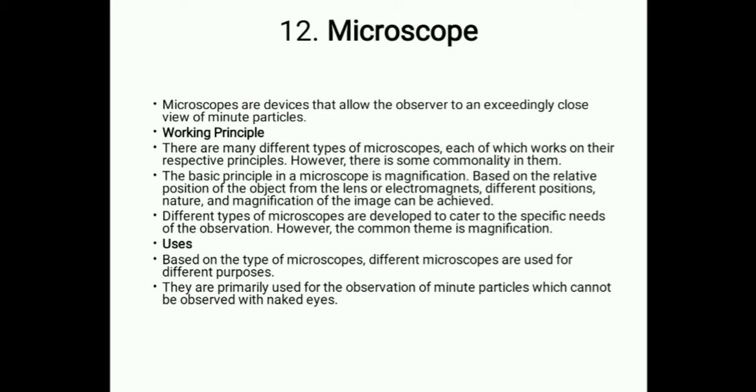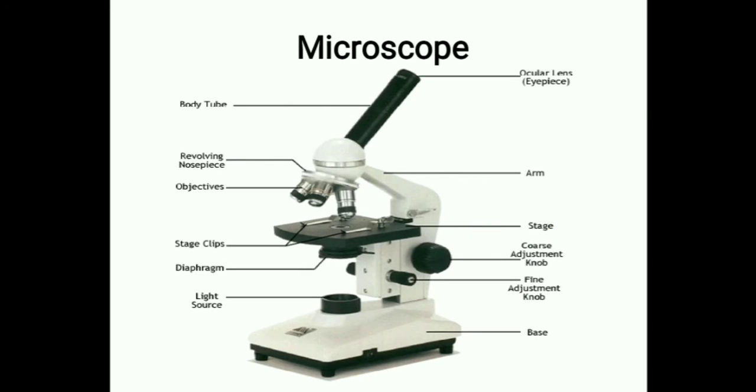Different types of microscopes are developed to cater to the specific needs of observation. However, the common theme is magnification. Talking about the use, based on the type of the microscope, different microscopes are used for different purposes. They are primarily used for the observation of minute particles which cannot be observed with the naked eye. So this is a microscope.